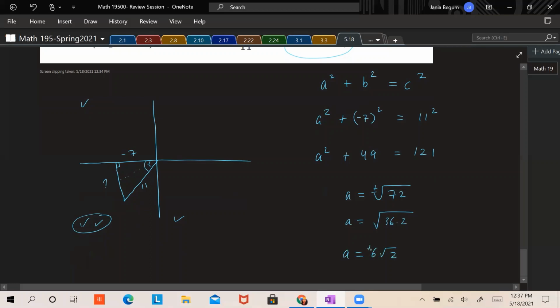Now, is it plus or minus? Which one do we pick? Right, so we're going to pick the negative one because this side of the triangle is parallel to the negative y-axis. So our question mark has to be -6 square root of 2. Okay, and now we have the triangle completed, so we can figure out what we're looking for.